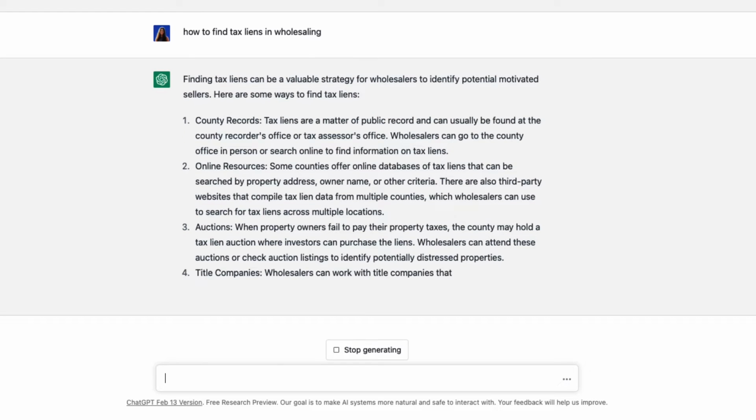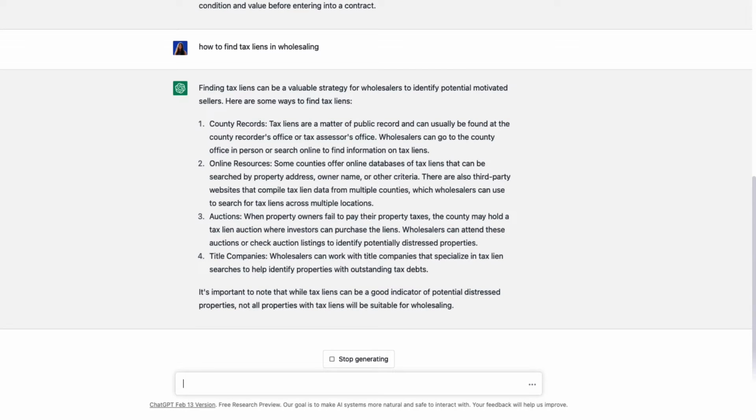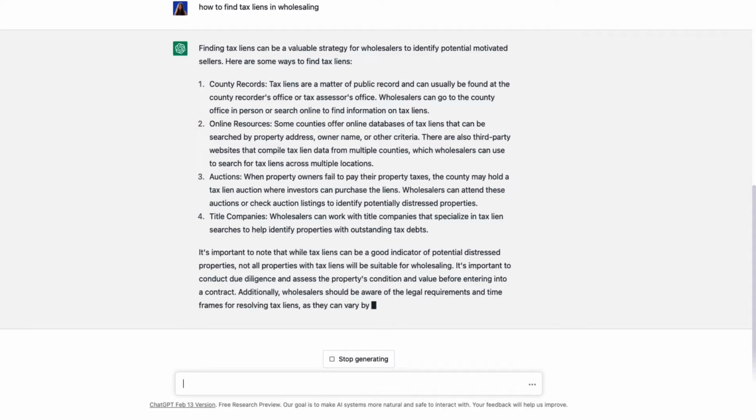This can allow us to actually invest or wholesale in tax liens that are out of state. Next, auctions. When a property owner fails to pay their property taxes, the county may hold a tax lien auction where investors can purchase the liens, and wholesalers can attend these as well to find distressed properties.